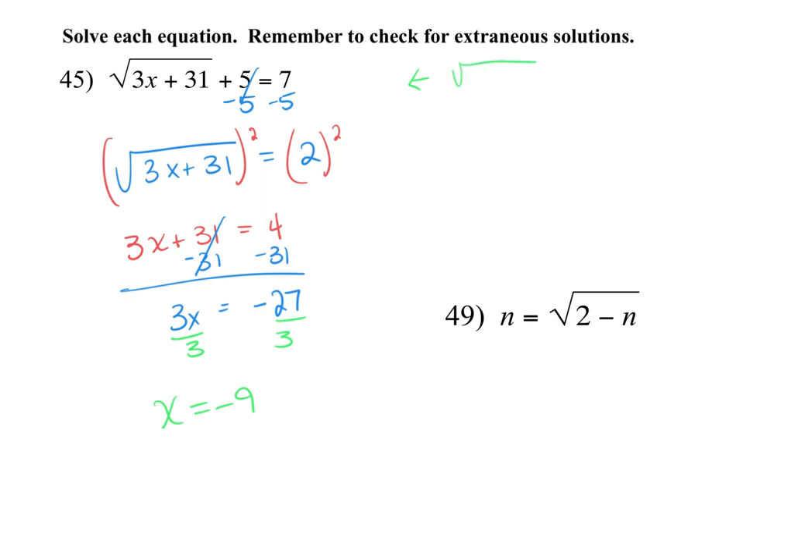You can go back up here and plug it in. The square root of 3 times negative 9 plus 31 plus 5 equals 7. This is negative 27 plus 31, so this is 4. Square root of 4 is 2. And that is the correct answer.